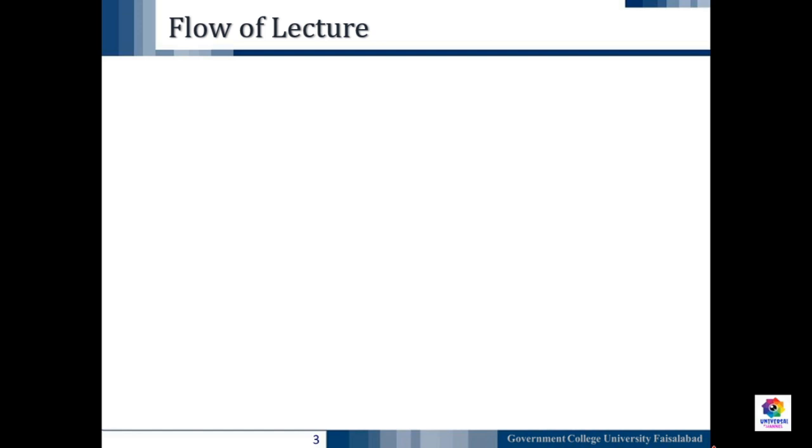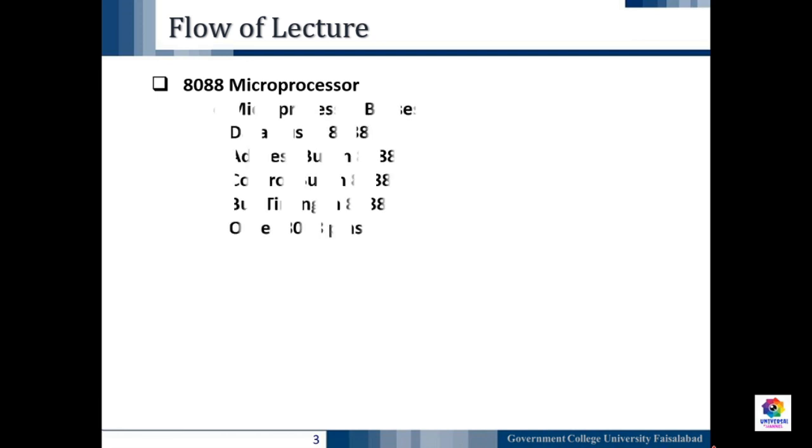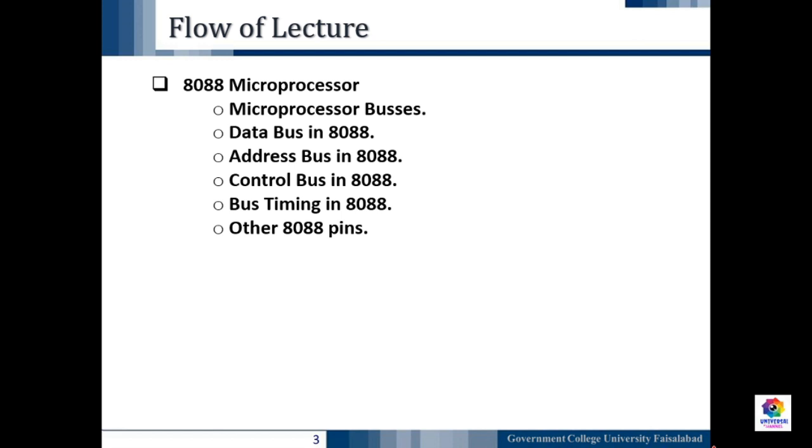The flow of the lecture. The 8088 microprocessor, which we have already covered in the previous video lectures with the subtopics microprocessor buses, in which we have studied the data bus, address bus, control bus, pins of the 8088 and the bus timing in microprocessor, and the remaining pins of the 8088 microprocessor with its functionalities. And in this lecture we will talk about the 8284 clock generator IC, which is responsible for the generation of the clock signal.